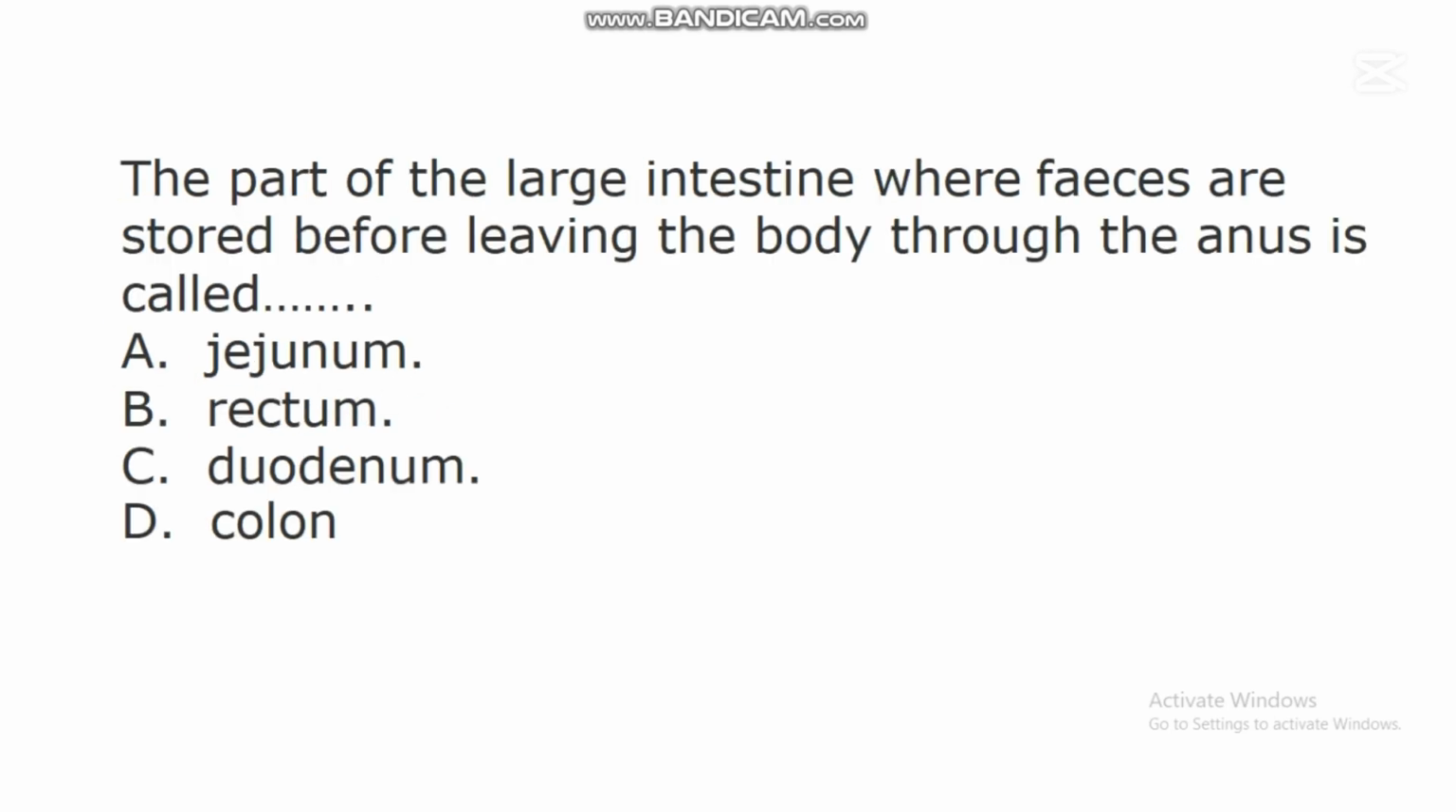The next question says, the part of the large intestine where feces are stored before leaving the body through the anus is called dash. A. Jejunum. B. Rectum. C. Duodenum. D. Colon. In this question, the correct answer is B. Rectum. The rectum is the part of the large intestine where feces are stored before leaving the body through the anus.